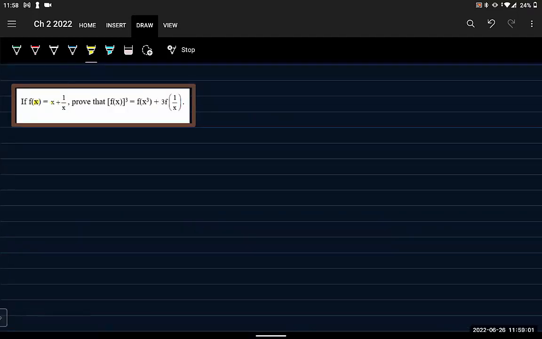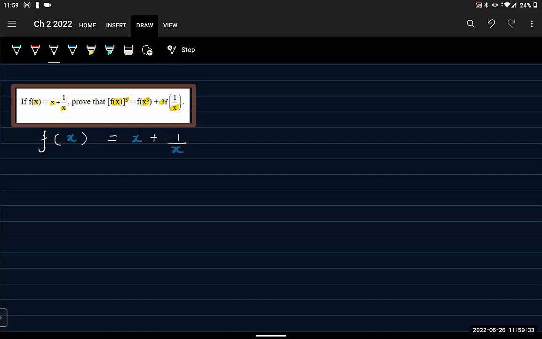x plus 1 by x. Now we have to prove f of x whole cube is equals to f of x cube plus 3 times f of 1 by x. So basically we are given one function which has some rule related to x, which is x plus 1 upon x.